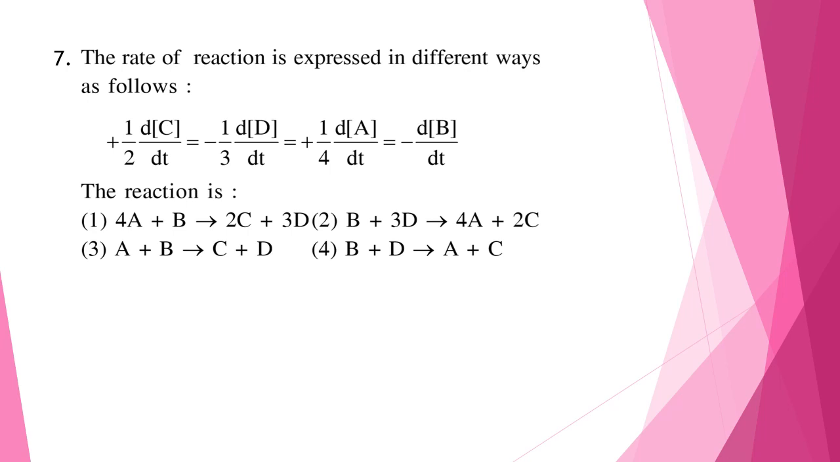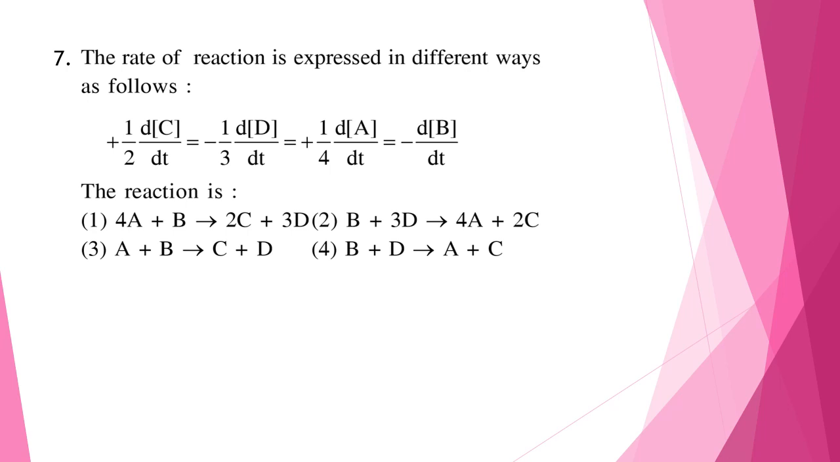Question 7. The rate of reaction is expressed in different ways as follows. So the different rates of reaction are given and we have to tell the reaction. So the rate of reaction which has the negative sign will be the reactants and which has a positive sign will be the products.